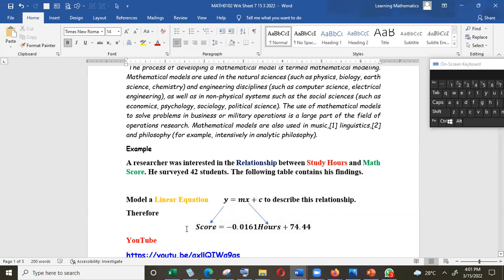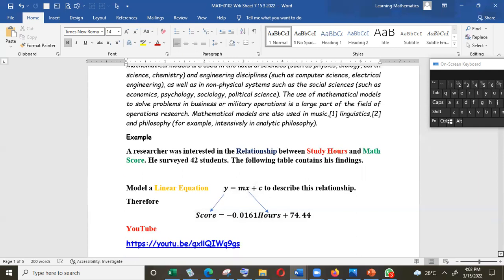And the model is an equation. So whenever you have a mathematical model, they're talking about an equation, a linear equation to be precise in this topic. Y is equal to mx plus c, where m is the gradient and c is the y-intercept. So this model or this equation can describe how hours affect score.